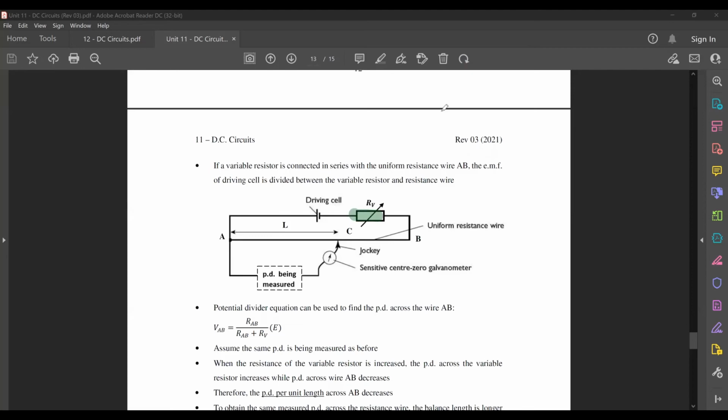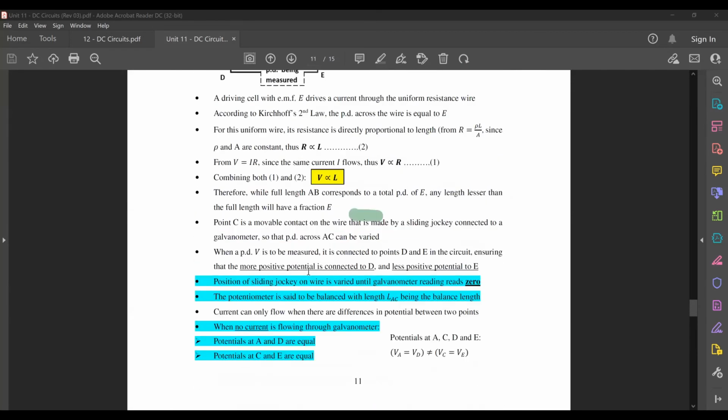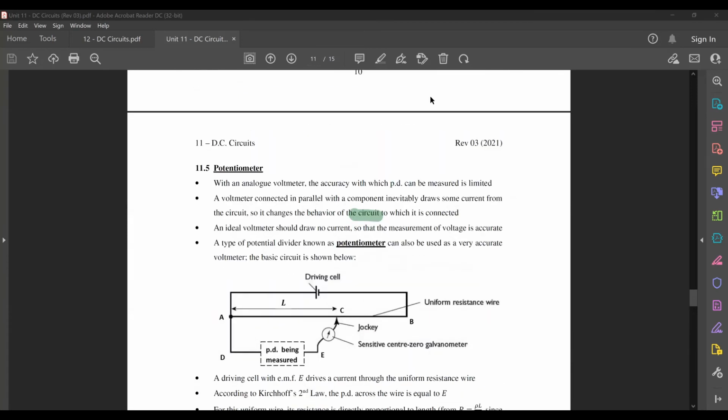Okay, so if before I told you that your EMF here might be say 12 volts, your whole length here would be equals to EMF, the PD across your entire length here will be equals to E, will be equals to 12 volts. Okay, that was one of the key understanding for this part.